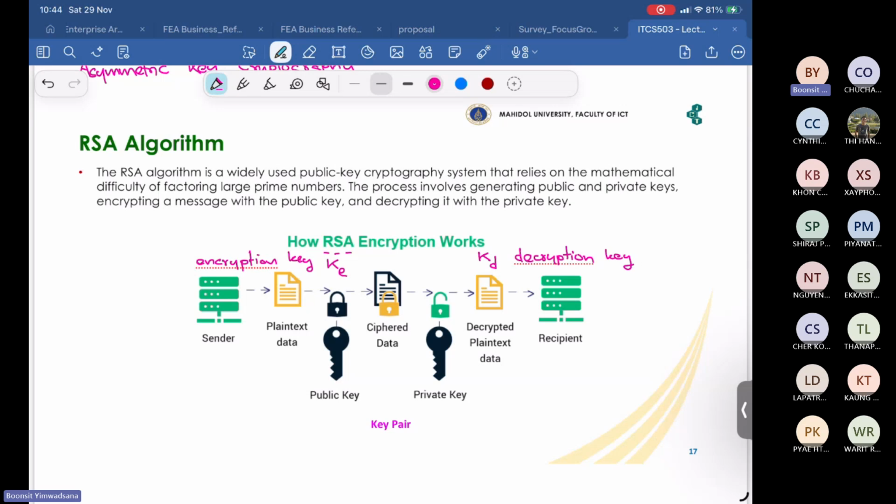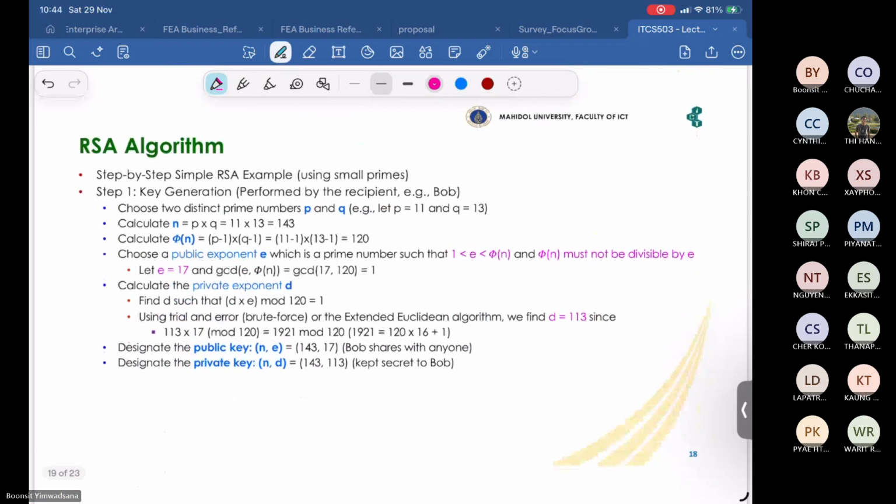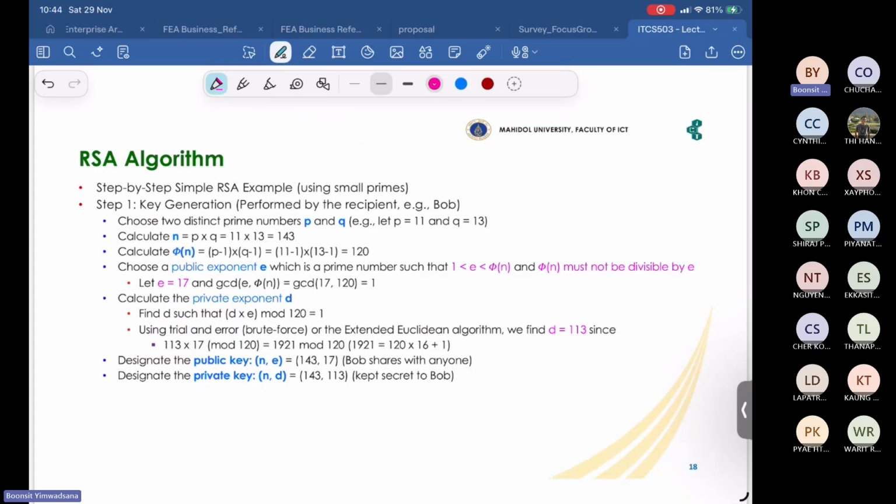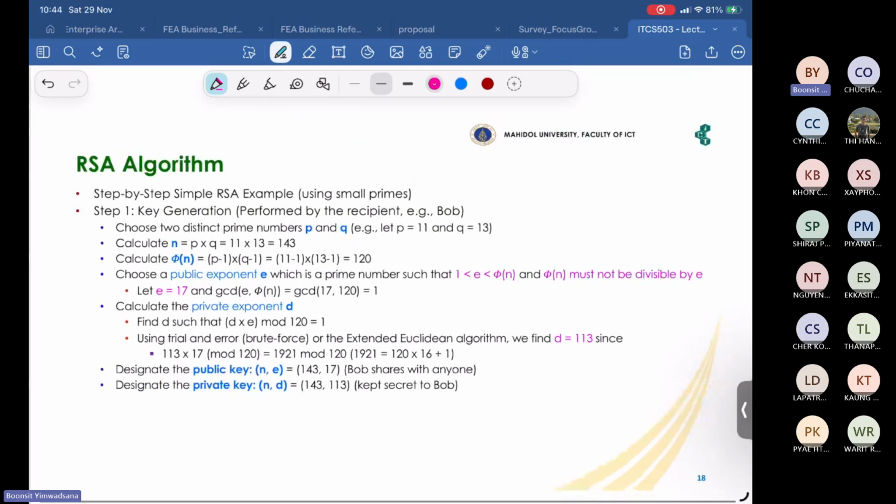And the encryption key and the decryption key are related somehow. Let me show you in this example. And this method is genius. That's why this method is still in use even today.